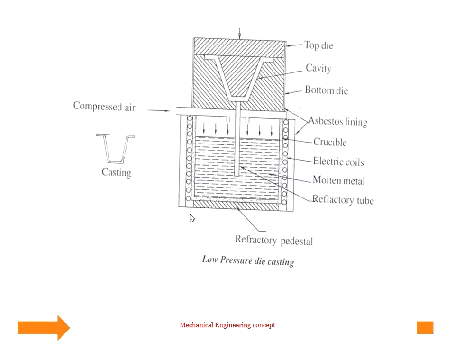Now a refractory tube enters the molten bath and connects to the die cavity. Whenever the air passes into the chamber, the molten metal is pushed through the refractory tube into the cavity. After the molten metal cools, the casting is removed from the die. This is generally used to make thin castings.